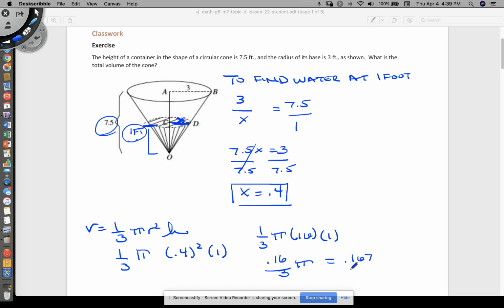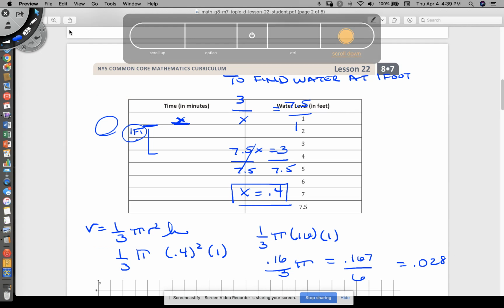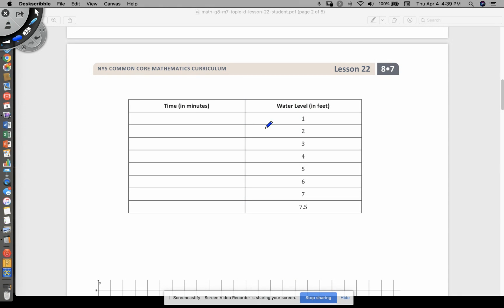Now, I'm going to divide this by the rate. If you remember, the rate was, sorry, not 3, it's 6 cubic feet per 1 minute. Divide this by 6 and I get 0.028. So on the chart on the next slide, for 1 foot, it's going to take 0.028 of a minute to fill that up.